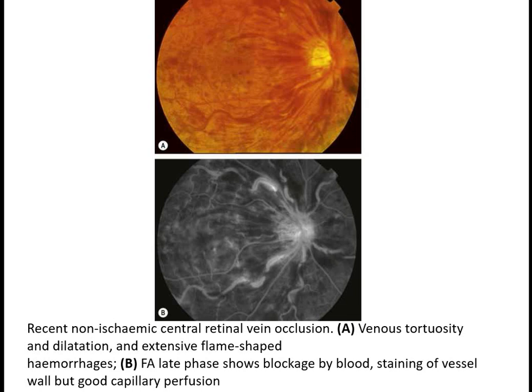There's venous tortuosity and dilatation and flame-shaped hemorrhage. Fluorescein angiography shows areas of non-perfusion.